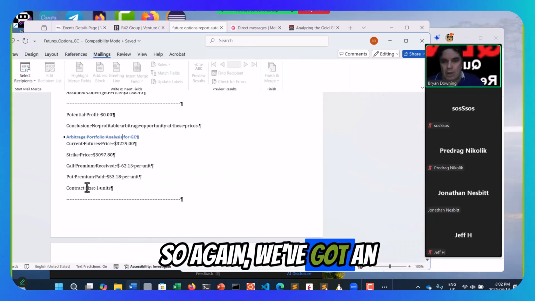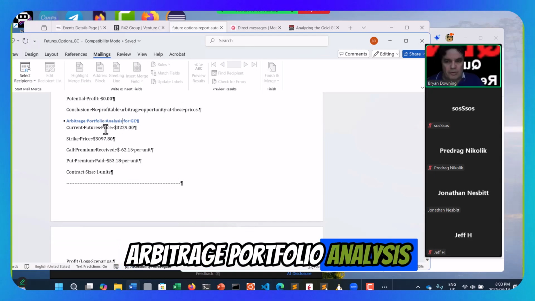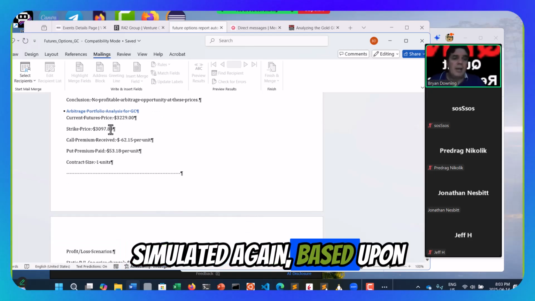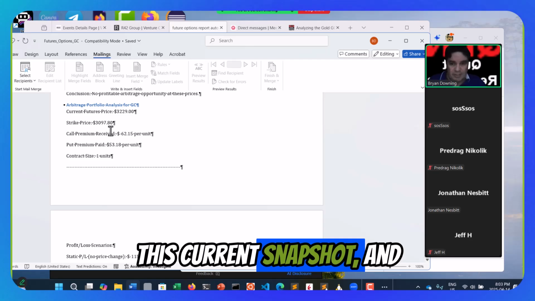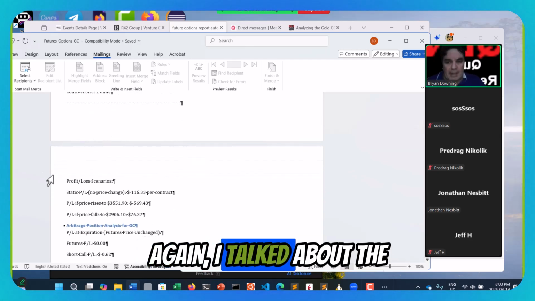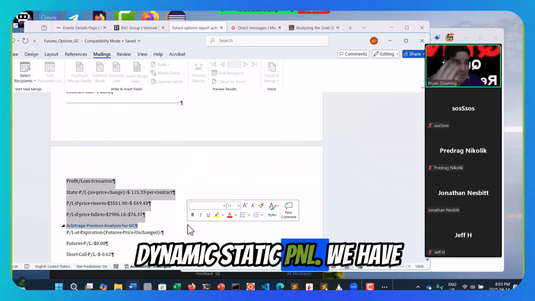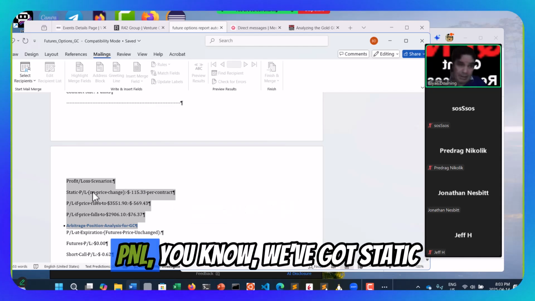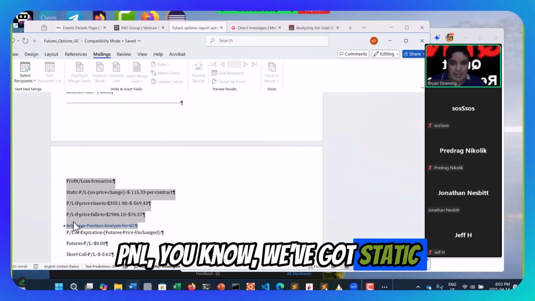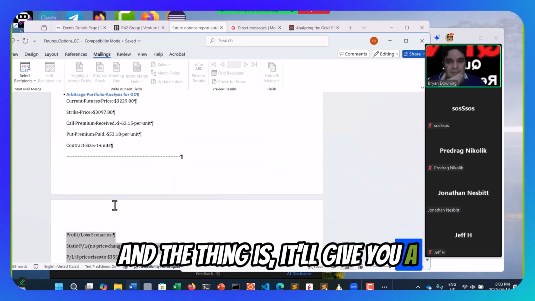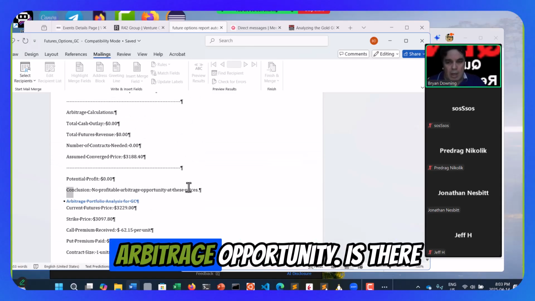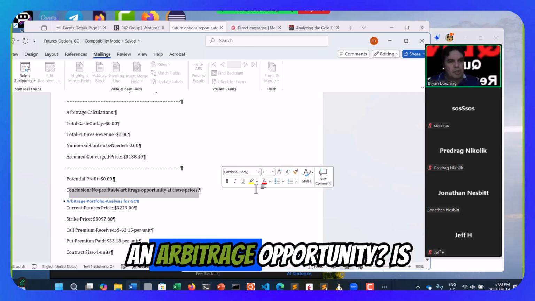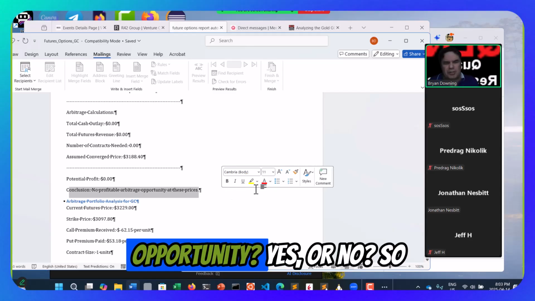Okay, so again, we've got an arbitrage portfolio analysis simulated, based upon this current snapshot. And again, I talked about the dynamic static P&L. We have now dynamic P&L. Here we got static. And the thing is, it'll give you a conclusion here on the arbitrage opportunity. Is there an arbitrage opportunity? Yes or no?